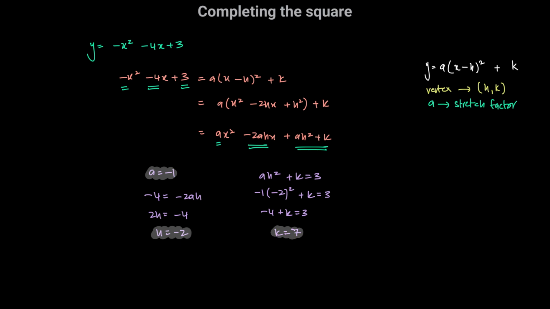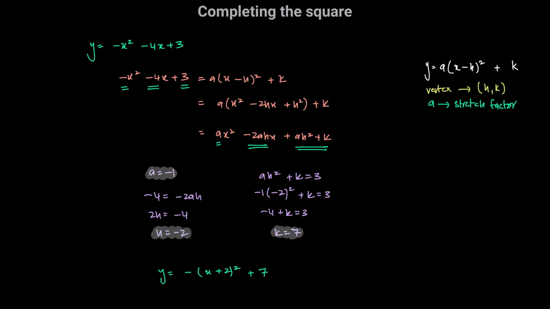So now that we have the values of a, h, and k, we can write the equation of this parabola in the completed square form. We can say over here y is equal to a, which is -1. So that's minus times x minus h, the whole thing squared. So that's x minus -2, the whole thing squared. So that will be x plus 2, the whole thing squared, plus k, which is 7.